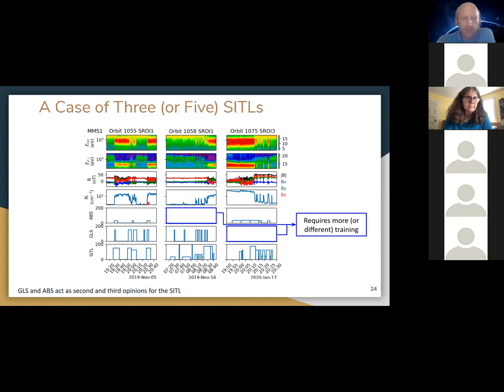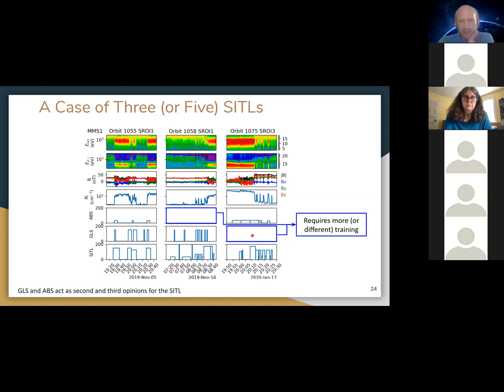The second orbit is a case where the ABS didn't select anything. One of the reasons why is that the ABS was trained to identify magnetopause crossings that also contained EDRs. And EDRs generally have a higher level of activity than do non-EDR magnetopause crossings. So in this magnetopause crossing, there's not enough activity to really trigger a selection by the ABS.